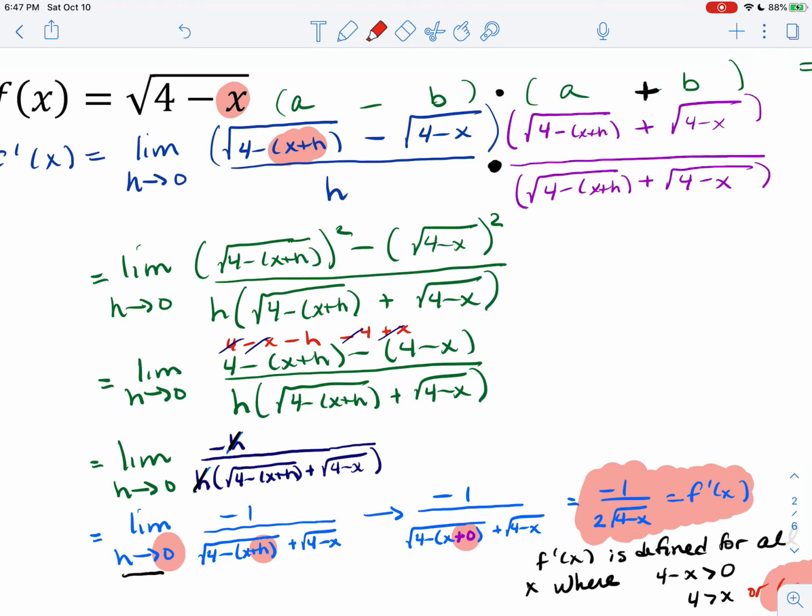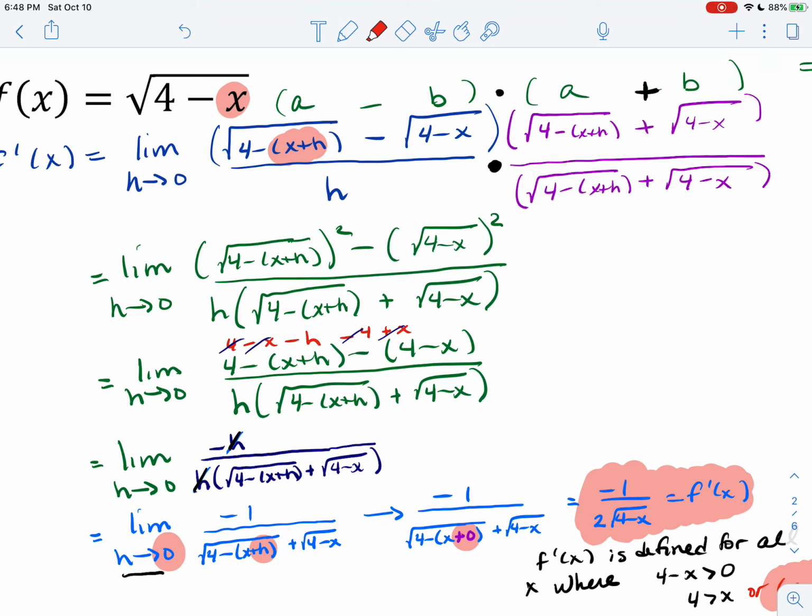Everywhere where the output of the derivative is a real number, that's when we say that the derivative exists at those points. And I see that I have a radical in the denominator. I also have an algebraic expression in the denominator. We do know that we cannot divide by 0. We also cannot have negative values under even roots.